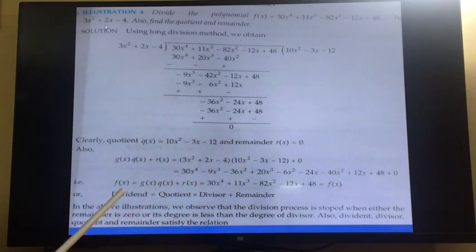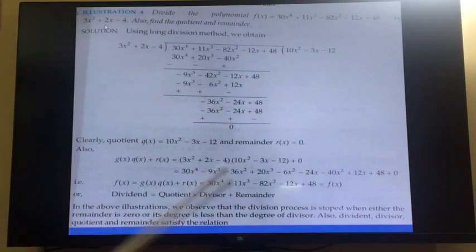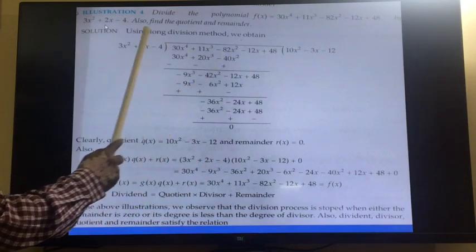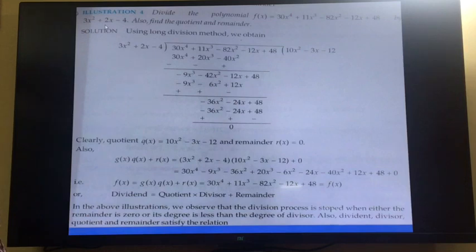So we have verified the result, dividend is equal to quotient into divisor plus remainder. Because it is verified, we can say the division is correct, there is no mistake. And one more thing we observed, that the divisor is a factor of the dividend because the remainder is 0. This was the purpose behind taking this question, because the remainder is 0.